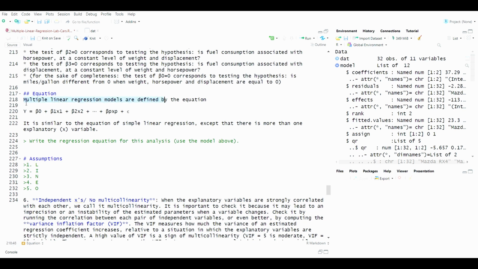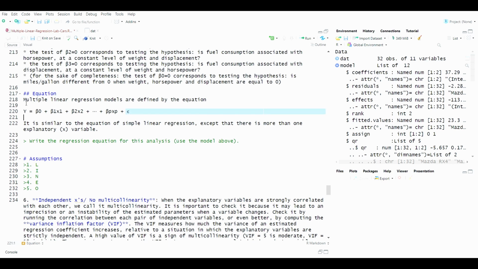Multiple linear regression models are defined by the equation y is equal to beta 0 plus beta 1, which is the slope of your first x, times the value of x, plus beta 2, the slope of your second x, times the value of x, whichever value you choose to put in, plus as many more betas and x's as you want to put in, plus the error value.